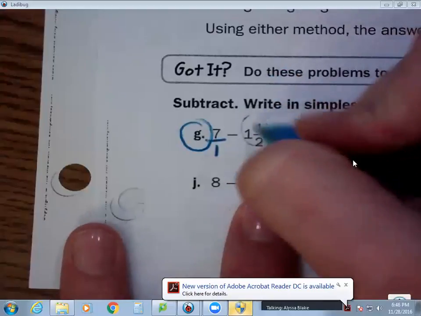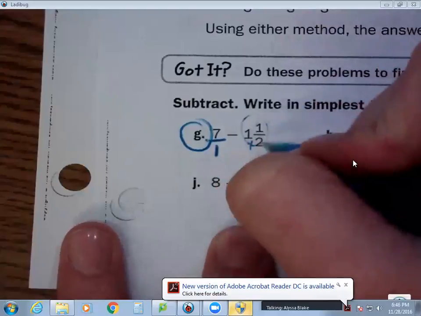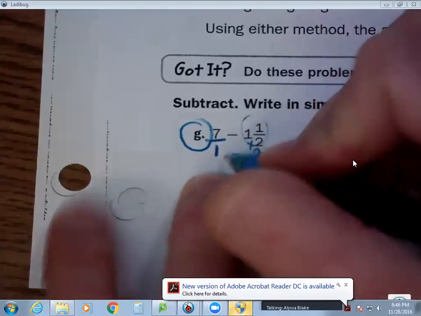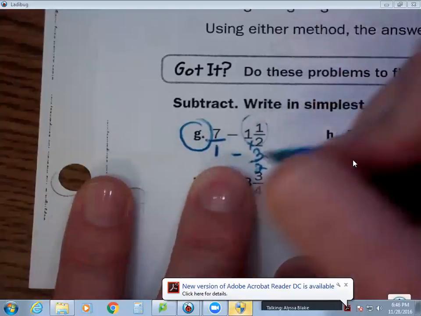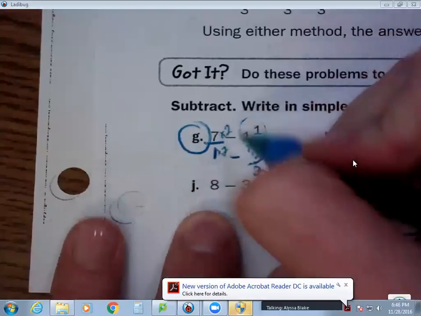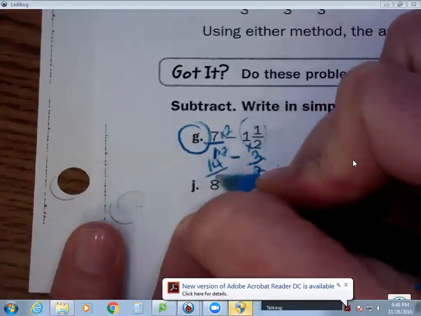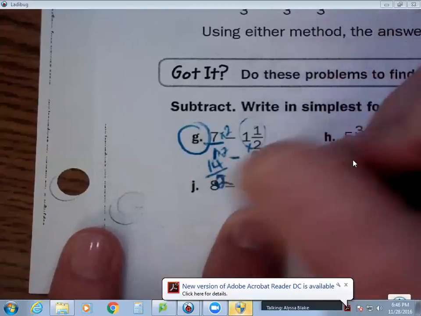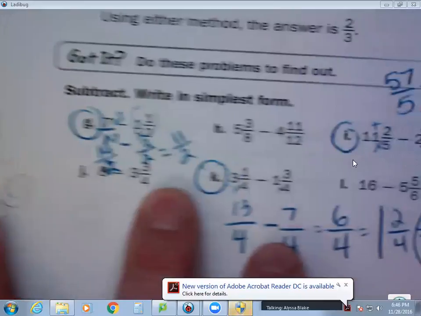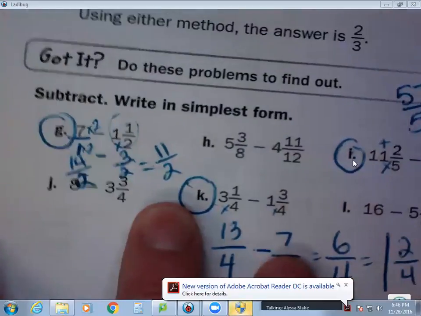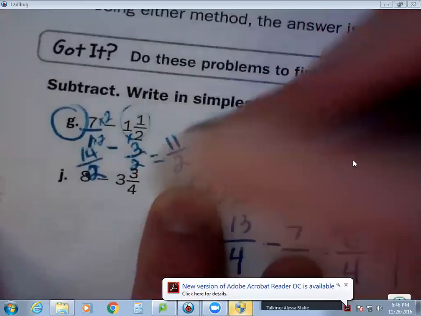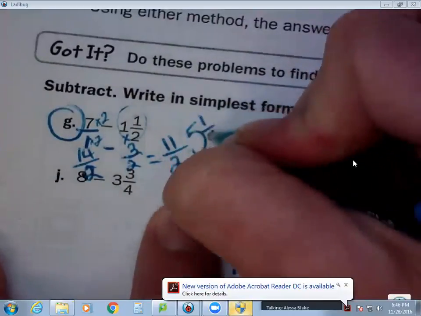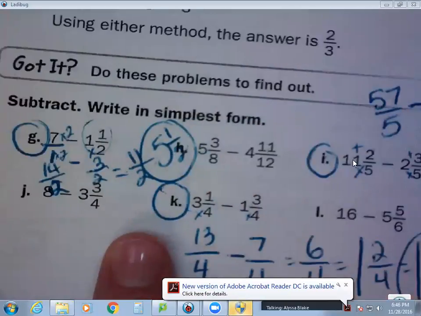So let's rewrite this one first. 1 times 2 is 2, plus 1 is 3. So I've got 3 halves. And I need to change 7/1 into halves. So in order to do that, I'm going to multiply top and bottom by 2. And I have 14 halves. So 14 halves minus 3 halves is 11 halves. And now, of course, we have to change that back into a mixed number. So 2 goes into 11, 2, 4, 6, 8, 10, 5 times with 1/2 left over. 5 1/2.